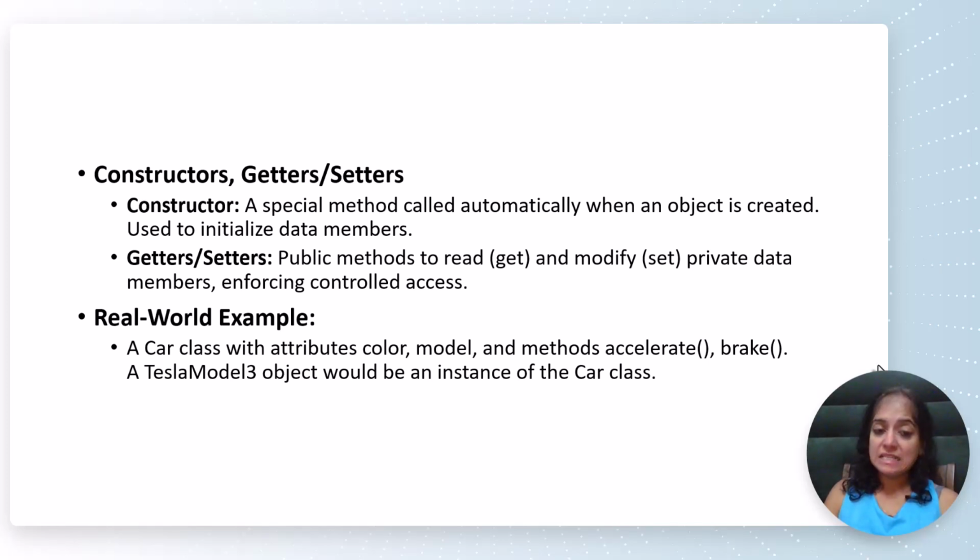We define the getters and setters, or also we call them accessors and mutators. These are the public methods which are used to access the value, that is to read the value of a data member, and to modify the value. By using these getters and setters, we can have controlled access on our data members. For example, we have a car class with attributes color, model, and methods accelerate and brake. A Tesla Model 3 object would be an instance of the car class, right?